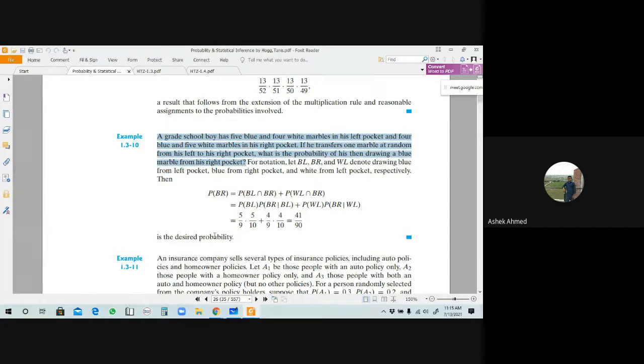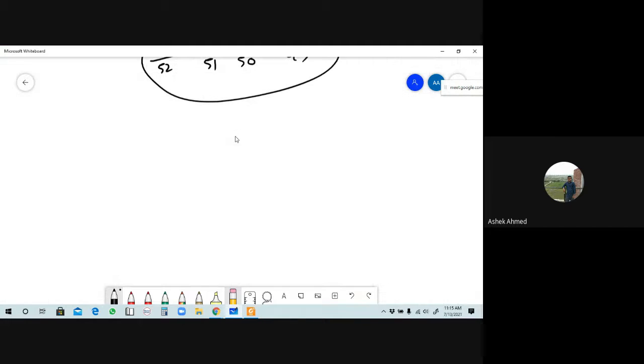What are you reading? Yes sir. So it is said that a grade school boy has 5 blue and 4 white marbles in his left pocket. That means the left pocket contains 5 blue marbles and 4 white marbles. Is it right? This is the left pocket.